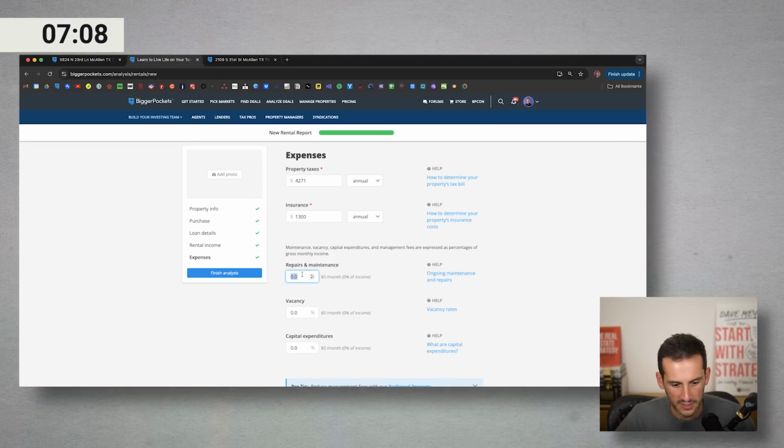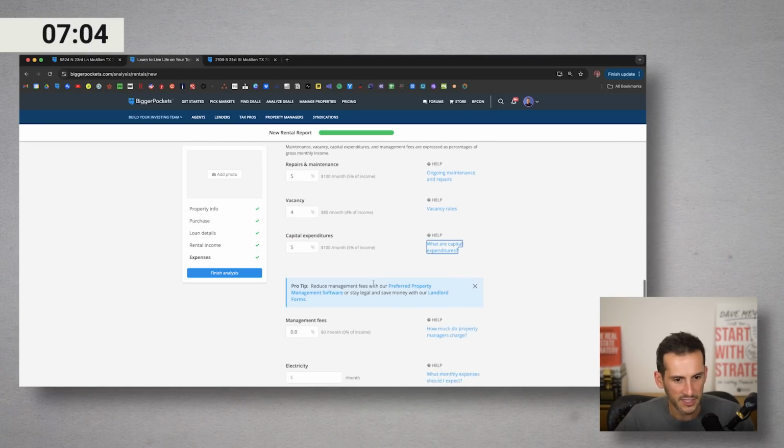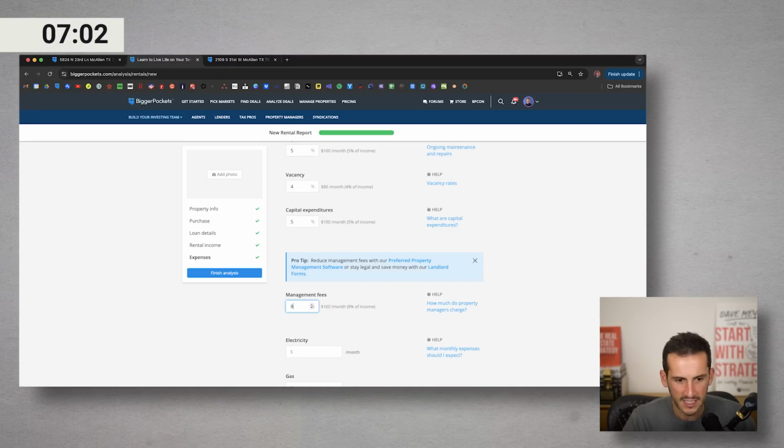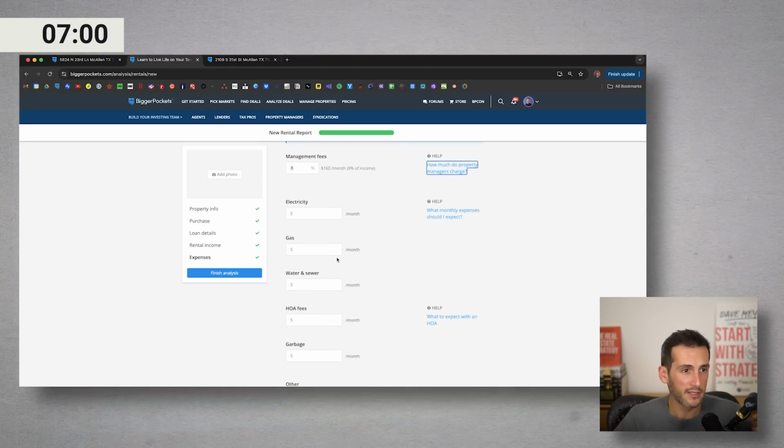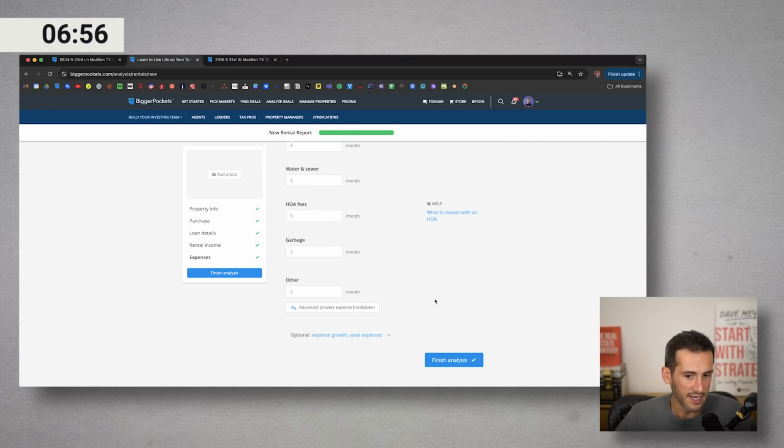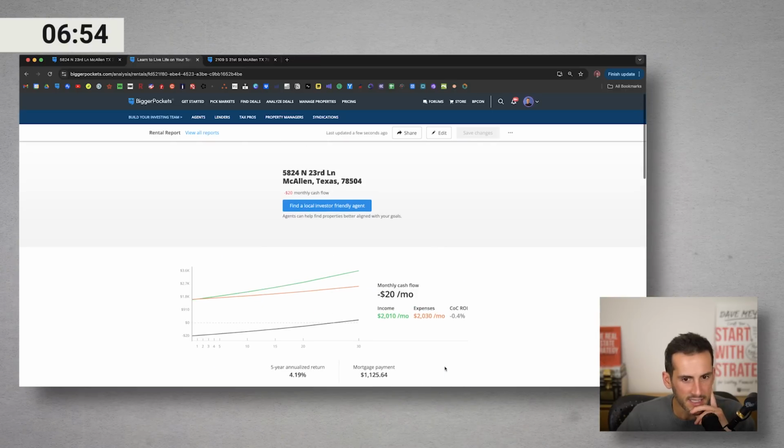Repairs and maintenance, 5%. I'm going to do vacancy at 4%. I'm going to do capital expenditures at 5%. Management fees, because I'm out of state, 8%. And then I'm going to skip utilities because this is a single family home, and if I was just doing this, the tenants just pay that. So I'm going to hit finish analysis.